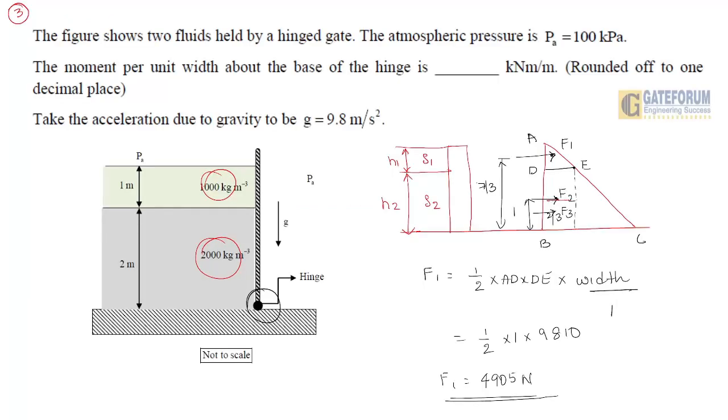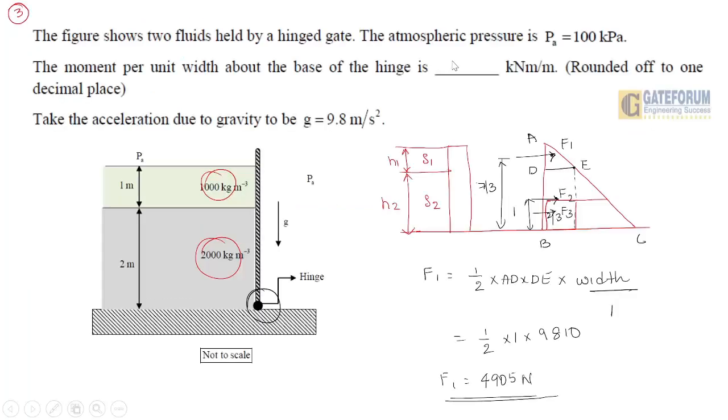Now F2, what happens when we are talking about F2? This is the condition, right? There is one rectangle, and obviously it is totally taken as a rectangle only, right? So D, E, B, F into some width, DEBF, and a width of 1. So obviously 2 into 9810 into 1, which will be around 19620 Newton. This will be F2.